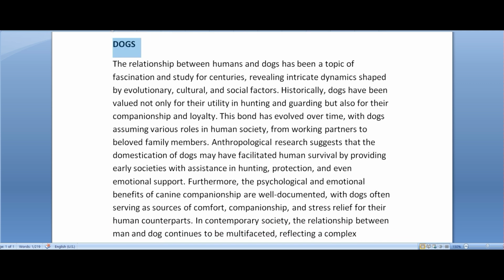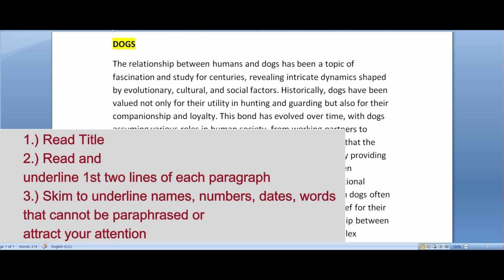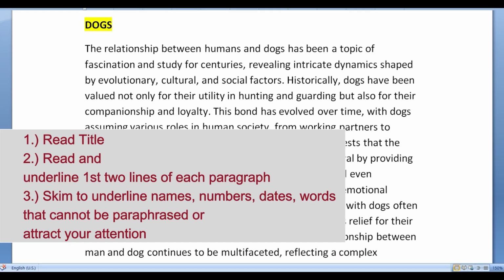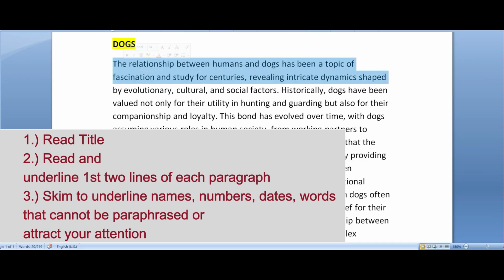The topic is about dogs. We always read the title. Let's read and underline the first 2 lines. The relationship between humans and dogs has been a topic of fascination and study for centuries, revealing intricate dynamics shaped. Up until here, obviously this is the general idea. It doesn't give us any answers here.